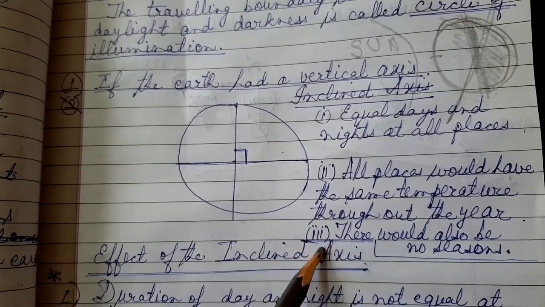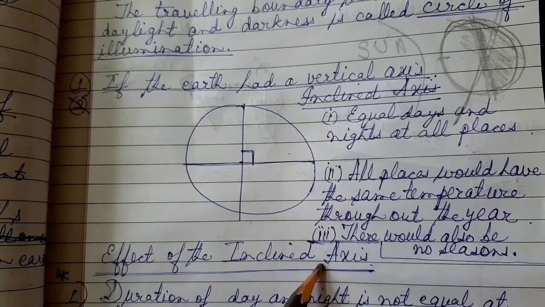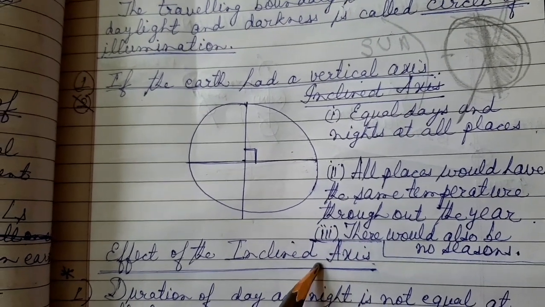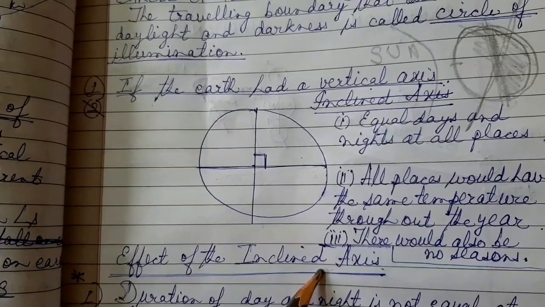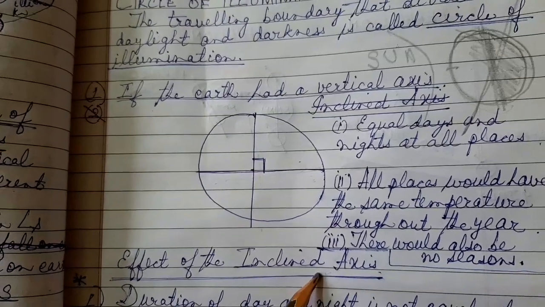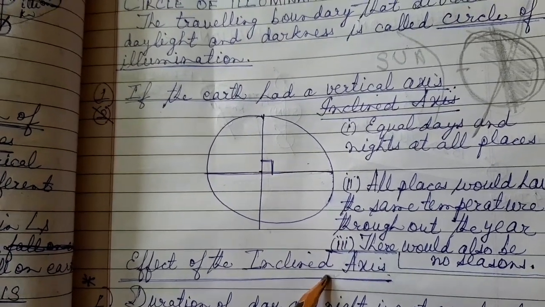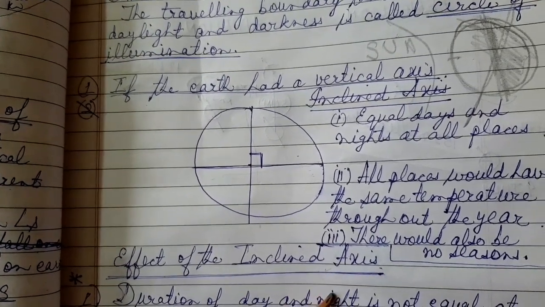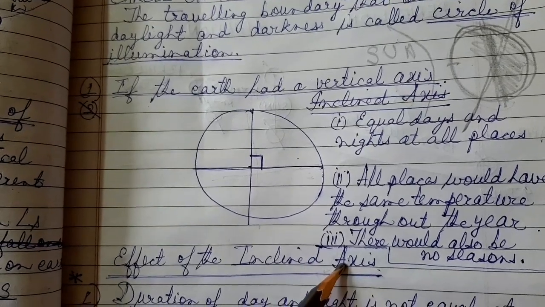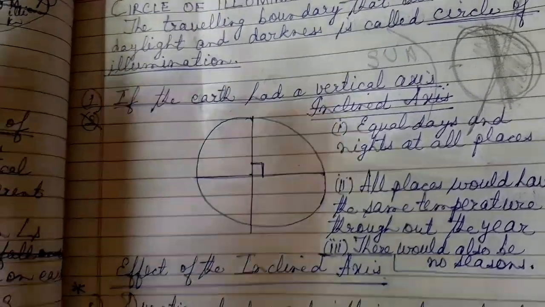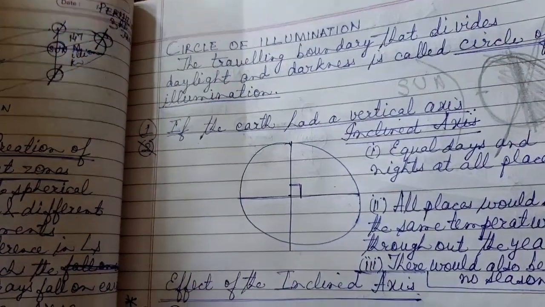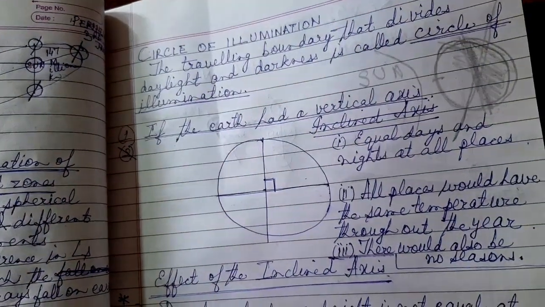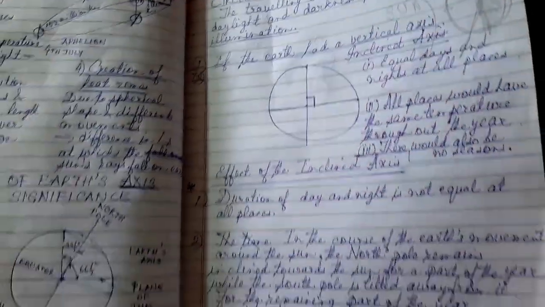Next, all places would have the same temperature throughout the year. There wouldn't be any temperature change in the places throughout the year. And third, there would also be no seasons. So inclination of the earth's axis along with revolution is responsible for the cycle of seasons. Now let us understand how the duration of day and night varies with the inclination of the earth's axis.